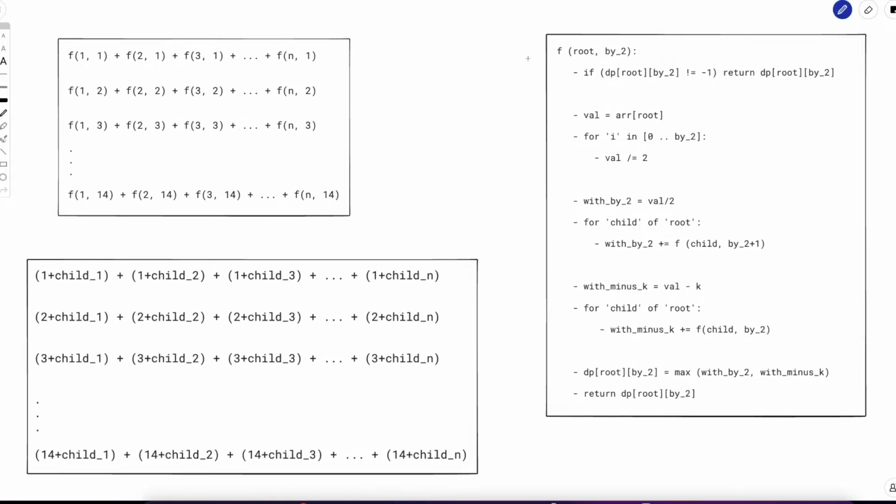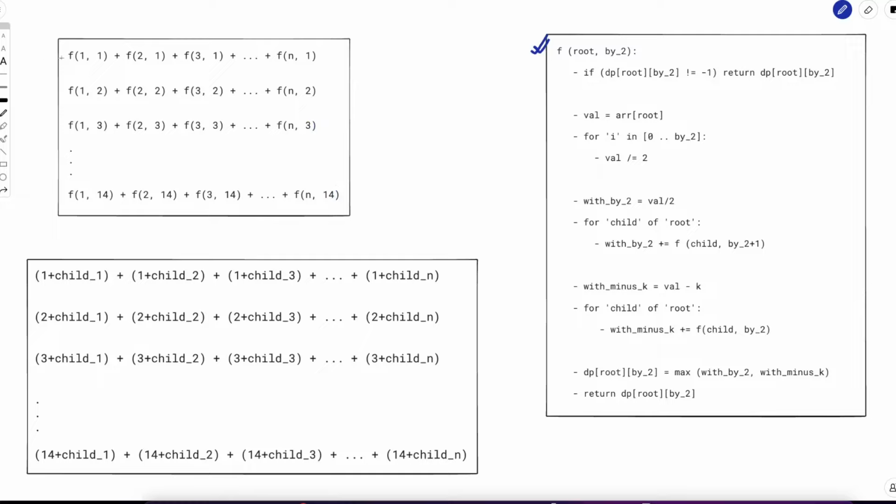So this is what our pseudo code was. Now notice what is the time complexity. Time complexity would simply be how many iterations I am doing in this state, how many iterations I am doing in this state, how many iterations I am doing in this state, and so on and so forth until n comma 1. Similarly, all the way for 2, the same thing for 3, same thing for 14, because by 2 can at max be 14.